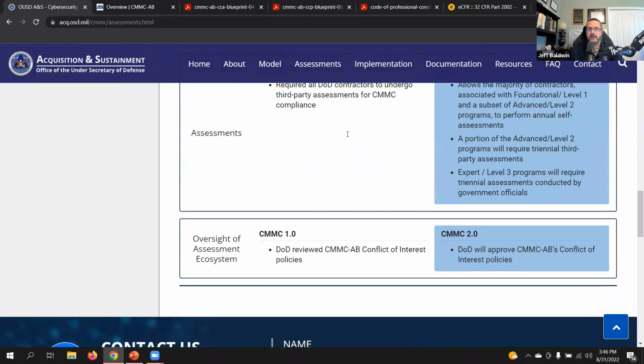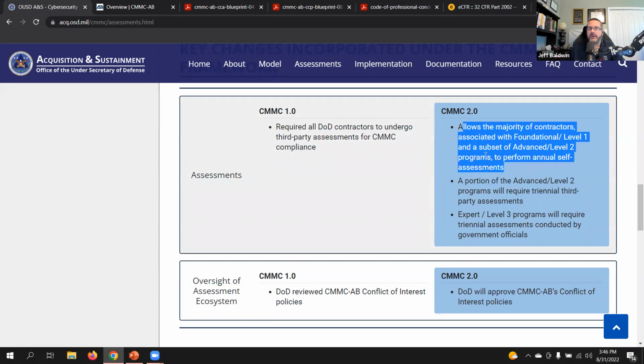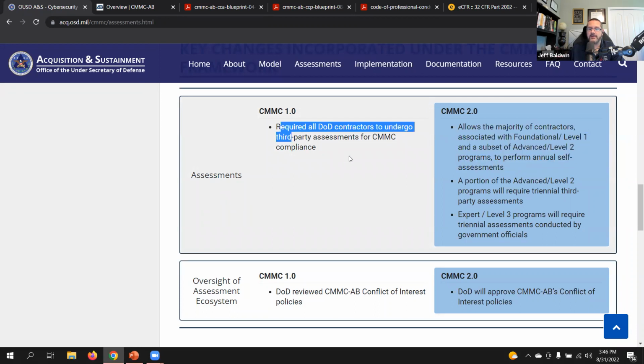So for level 1, under 1.0, you had to get an assessment. Under 2.0, level 1, you're still doing self-attestation. You're doing annual self-assessment. When the final rule comes out, you will probably be submitting something to SPRS. However, there are no certificates for level 1.